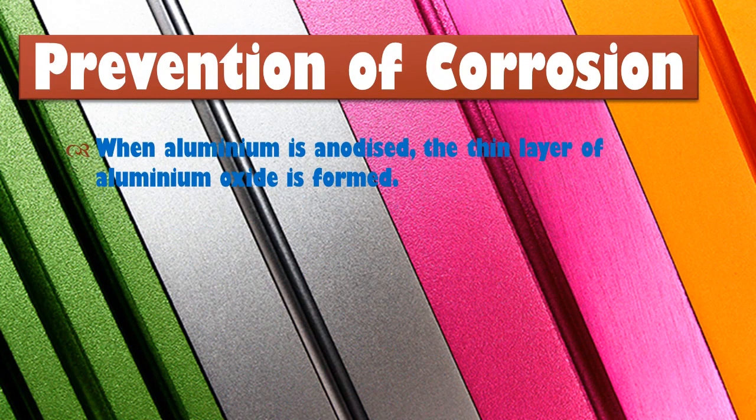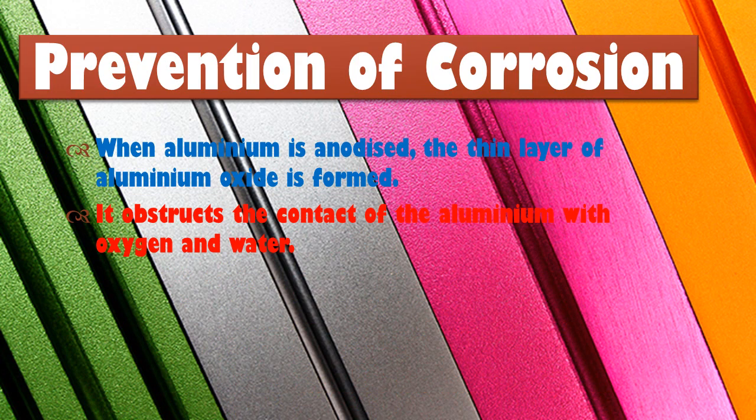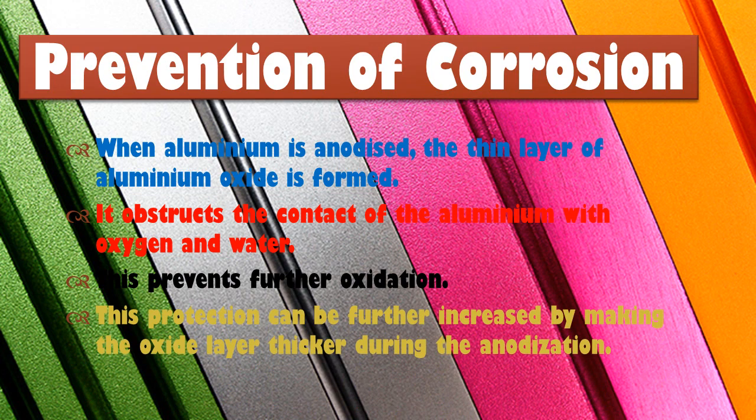Okay, and for example, when aluminium is anodized, a thin layer of aluminium oxide is formed and it obstructs the contact of the aluminium with oxygen and water. Obstruct means it keeps the metal isolated from direct exposure to oxygen and water, like air and moisture, and this prevents further oxidation. This protection can be further increased by making the oxide layer thicker during anodization. So this is the best method which helps to prevent metals from corrosion.